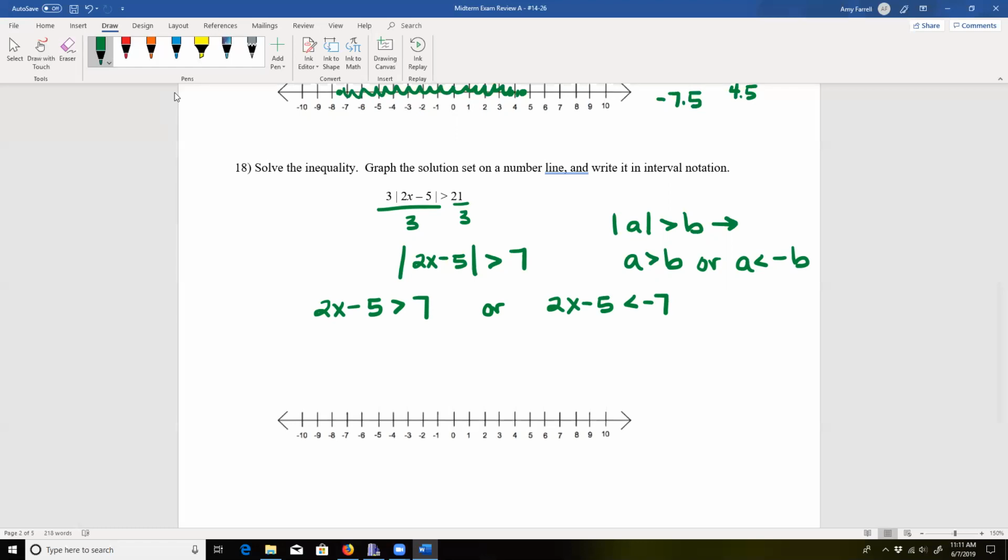All right, so for this left inequality, we're going to get x is greater than 6. I feel like you could probably do that. Add the 5, divided by 2. This one, we're going to get x is less than negative 1.